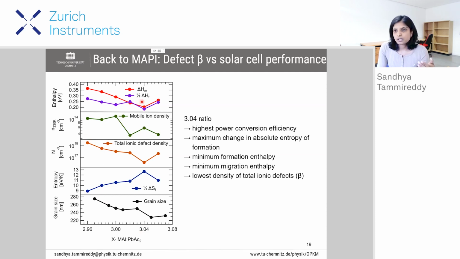So under the assumption that defects are also forming at the boundaries, we can say that defects are migrating at the boundaries. Also, how these parameters influence power conversion efficiency. So if you look at here, the 3.04 is the highest efficiency device. And this highest efficiency device seems to contain the lowest amount of total ionic defects and the lowest formation migration enthalpies and the highest amount of entropy.